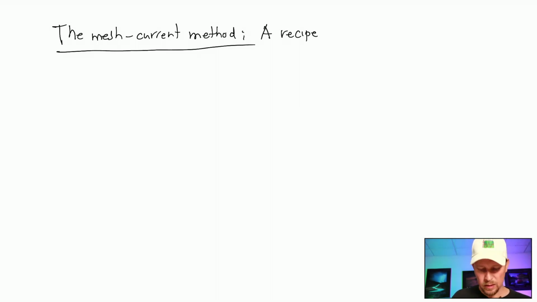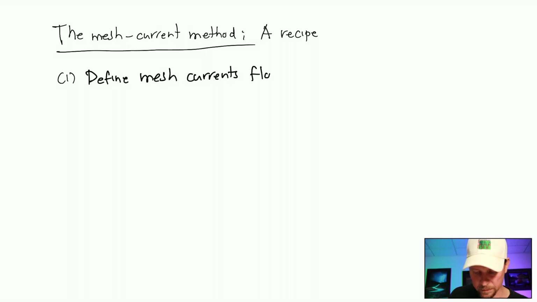Right? Now, the first step in using this mesh current method is, first and foremost, to define mesh currents flowing along the meshes of a planar circuit. So you need to define your variables. So we're going to define mesh currents flowing in the meshes of a planar circuit.